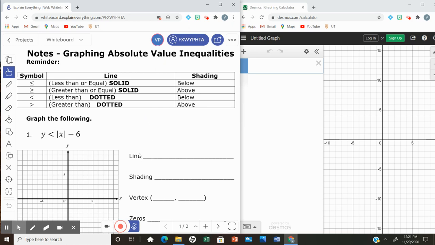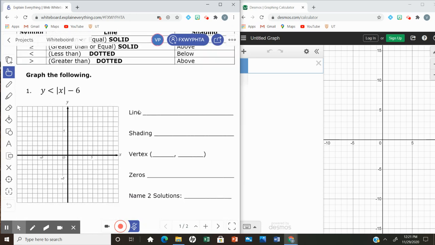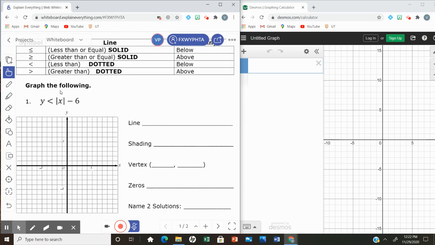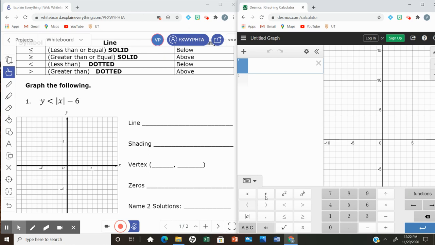We only have 2 examples to look at. Okay, so I'm going to take this very first inequality and we're going to go over to the Desmos graphing calculator. What we want to do is type this in exactly as we see it. I need to start with the y, and then I need the less than symbol, which is right here, not the less than or equal to, just the less than symbol.